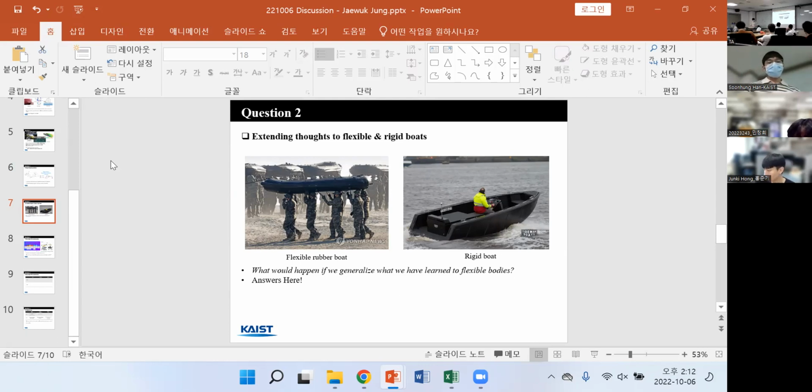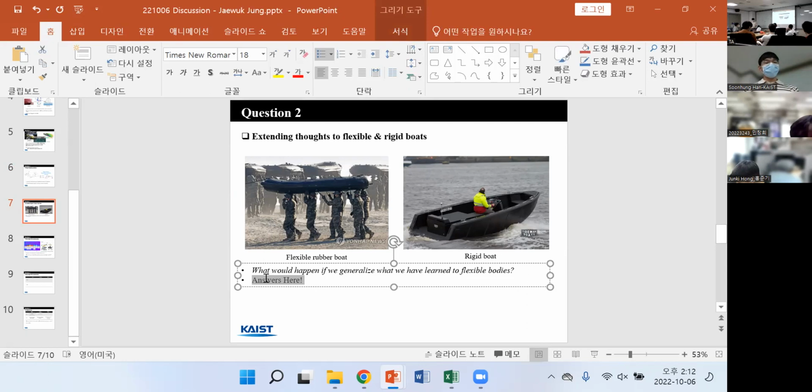So my second question is about what would happen if we generalize. Do you think rigid body ships are more resistant to roll or other ship motions compared to flexible bodies? Yes, I think when it's flexible, it can absorb more energy, so it will be more stable. Okay. Any other opinions?